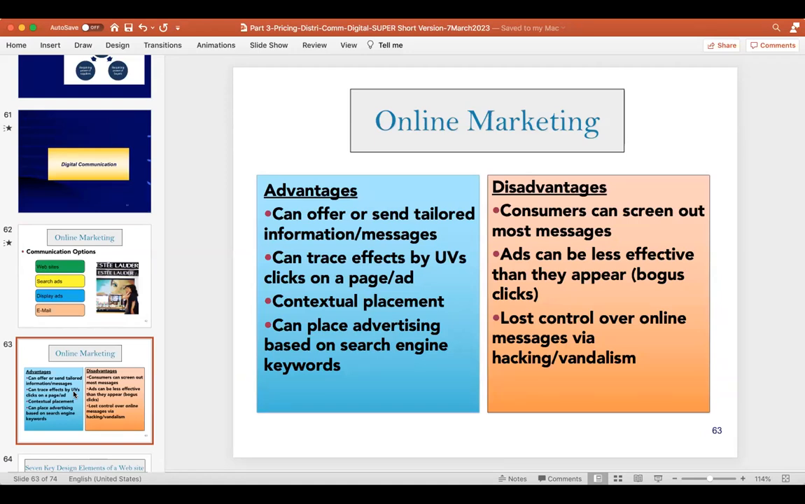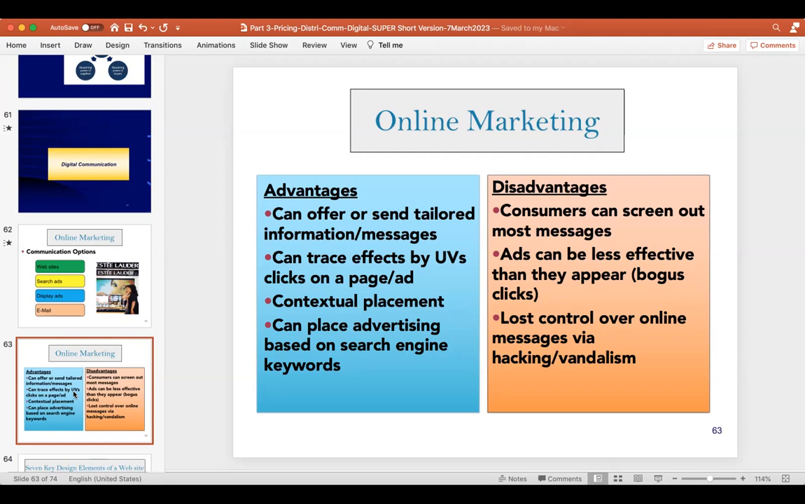You can monitor the effect of these messages in terms of being read, being opened, and also being clicked on. And then you can put it in different places and see the reaction of where you put it and where it gets the most attention and the most click through.